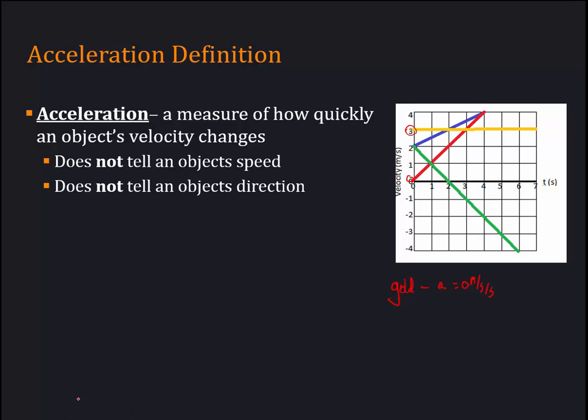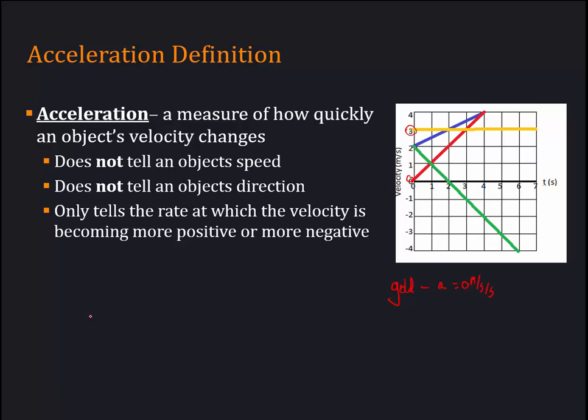So let's take a look at what all these lines show. They all show the rate at which the velocity is becoming more positive or more negative. This red one is getting faster than this blue one. The blue one started fast and it's getting faster. The red one started slow and is also getting faster. You'll notice by the time 4 seconds comes around, both of them have hit the same speed of 4 meters per second. That means the red line is actually accelerating at a greater rate. It's got a steeper slope. It's getting faster than the blue one.